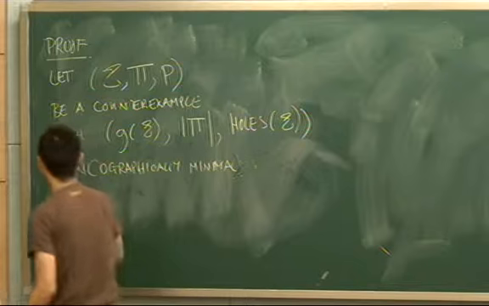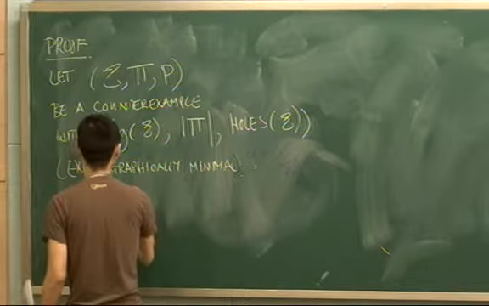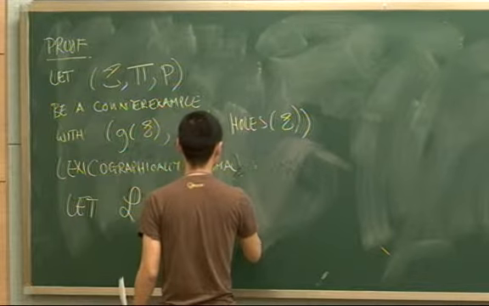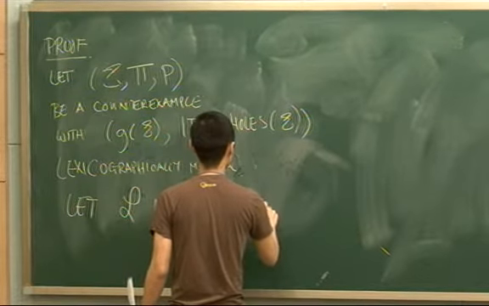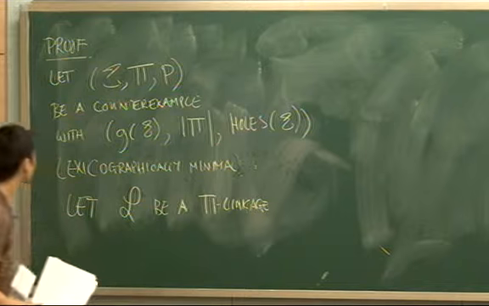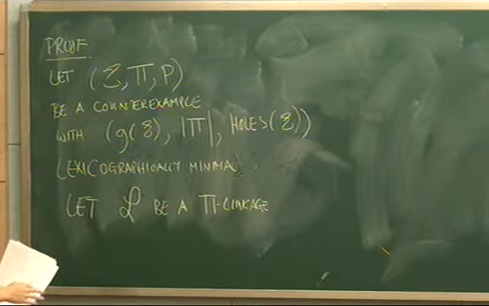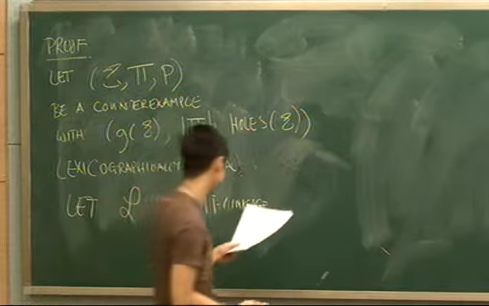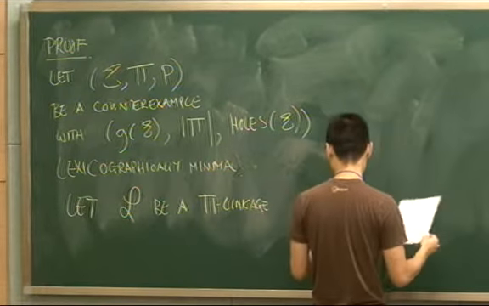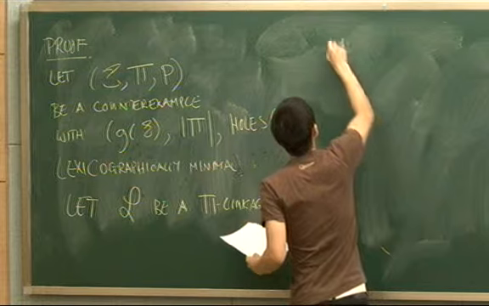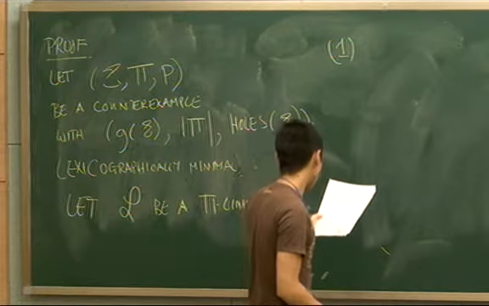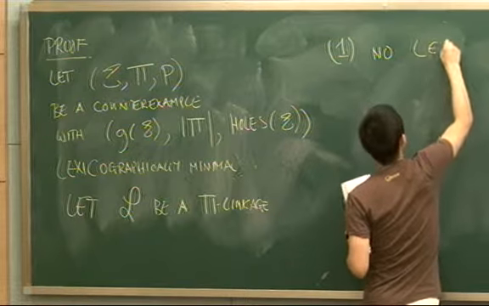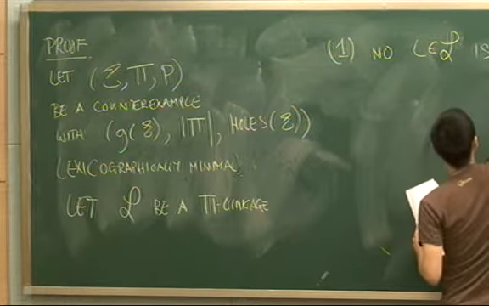And let L be a pi linkage. Because we've chosen this counterexample kind of topologically minimal, we can say some things about the curves. So the first observation is that no path in the linkage is contractible.